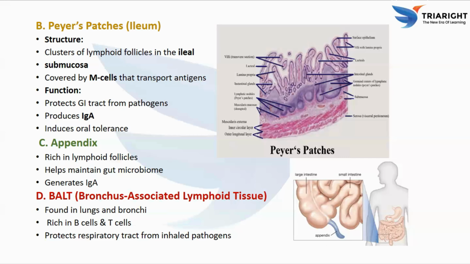They are covered by M cells, microfold cells. These are special cells that capture antigens, bacteria or viruses from the intestine and deliver them to immune cells. They are rich in B cells and T cells, so they help to produce antibodies as well as immune responses. These M cells act like immune gatekeepers. They sample the contents of the intestine and start the immune defense.